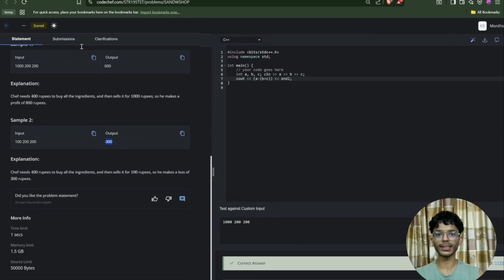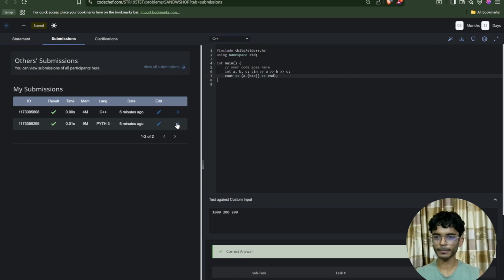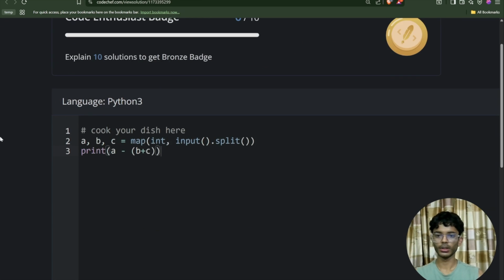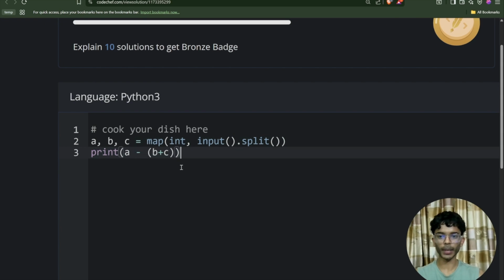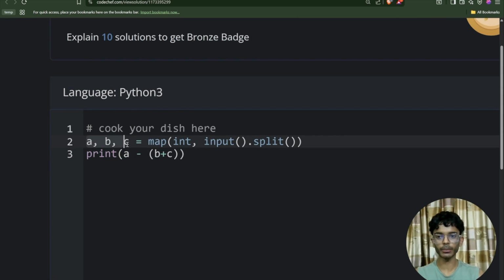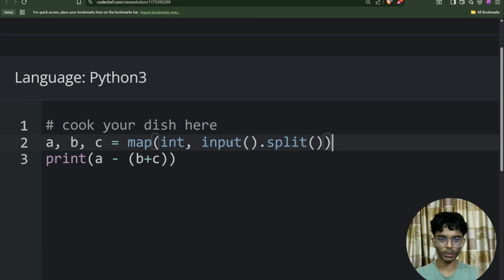So now, first of all, let's see the solution in Python and then C++. So yeah, this is the solution in Python. We are first of all taking in the input of A, B, and C using this. Now, what are we doing here? To break this down, we're first of all taking in the input of the whole line as a string and then splitting it with respect to spaces. So we'll get a list of strings by this part.